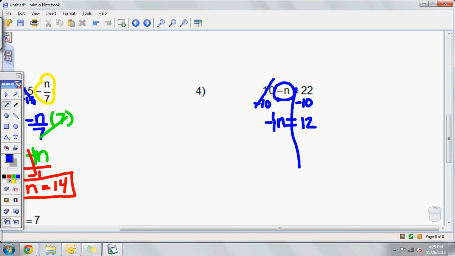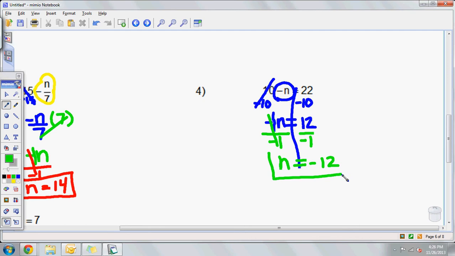And I have one more step because your variable is not all by itself if you've got this negative here, so we have to get rid of that. So it's being multiplied by negative 1, so the opposite would be to divide by negative 1. So n is equal to negative 12.